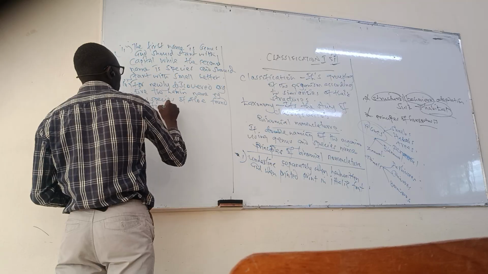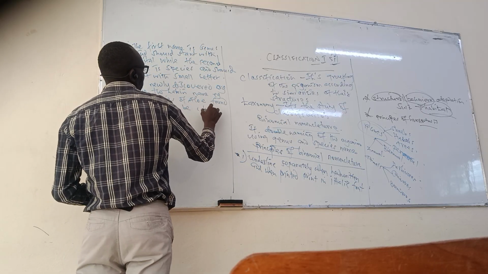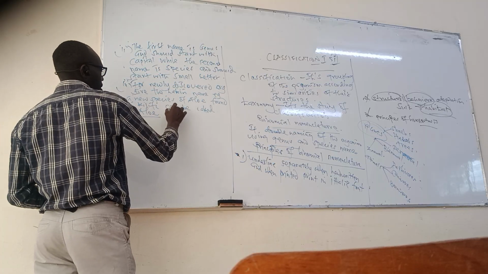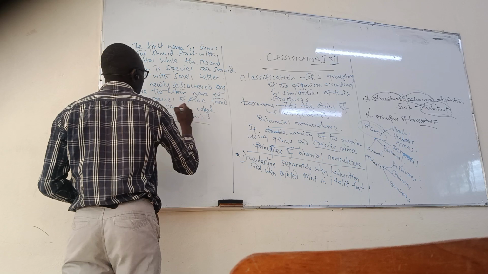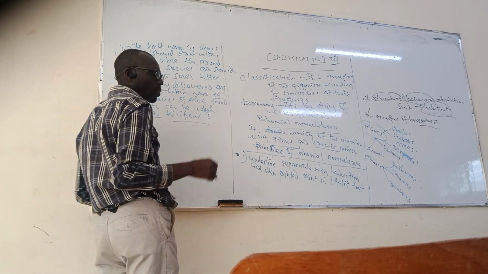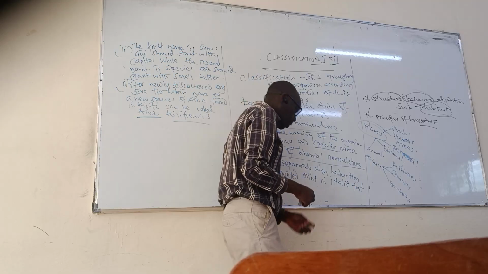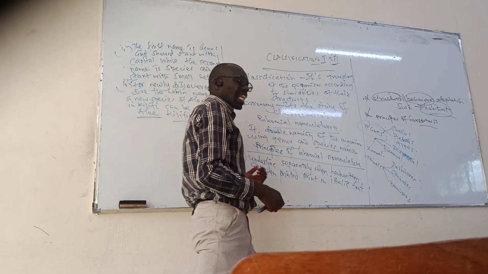Eucalyptus can be called aloe Kilifiensis. So what we're saying is, for newly discovered organisms, you are supposed to give the Latin name.